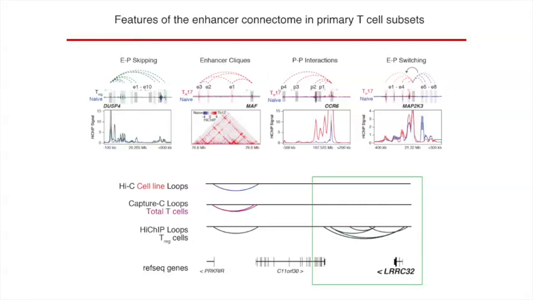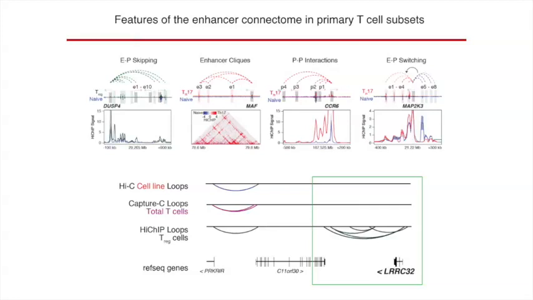These are things like enhancer promoter skipping, which is essentially distal enhancers skipping over intervening genes to interact with another gene. Enhancer clicks, which are several enhancers working together to regulate a gene. Promoter-promoter interactions, which are promoters serving as enhancers for another gene, or the dynamic enhancer usage that I just showed you in the MYC locus.